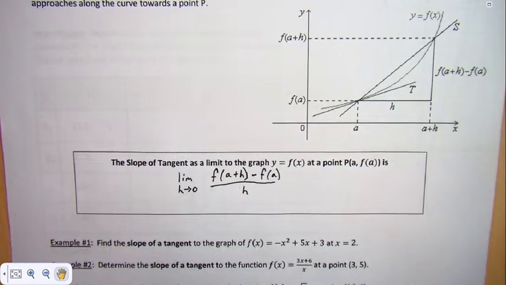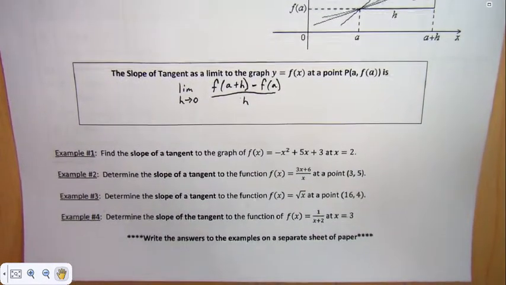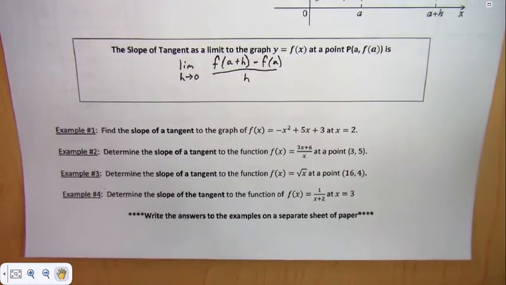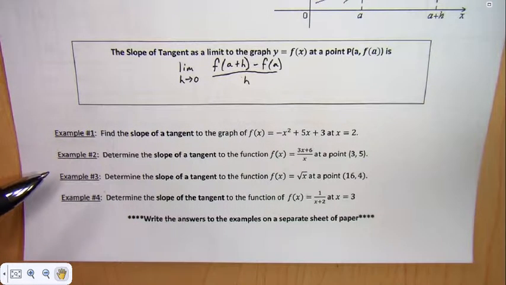Okay, so we've got 4 examples down here, all different points with different curves. But I'm actually not going to walk you through these. I want you to pick 1 or 2 of them, preferably 2, and not necessarily just 1 and 2, pick them at random. You're welcome to do all 4 as well. I want you to try them out.